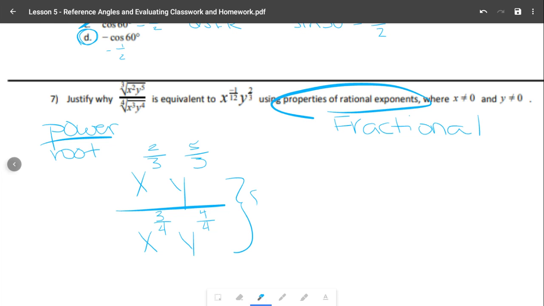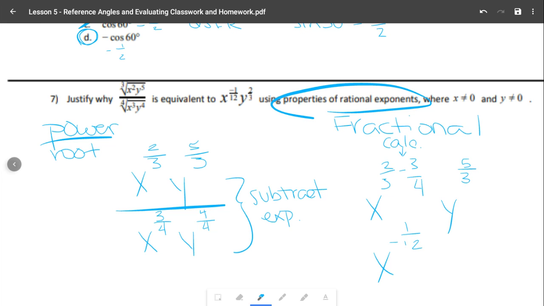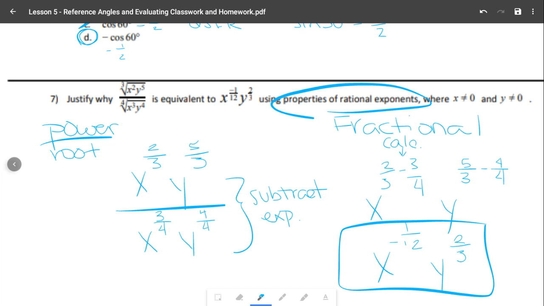Dividing means that we are now going to subtract the exponents. So for the x's, you are doing 2/3 minus 3/4. I would plug that into my calculator if I were you. Otherwise, you need to find common denominators. You should get negative 1/12. And then the y's, same thing, 5/3 minus 4 over 4, or 1. You should get y to the 2/3. So final answer, you just showed all the steps as to how we got from that original fraction.